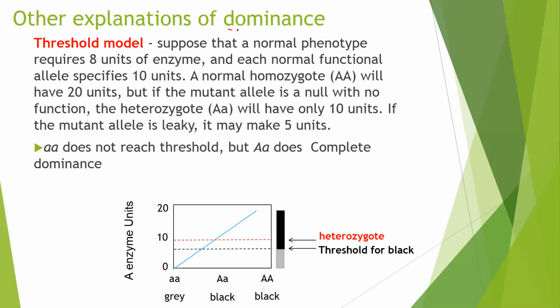For complete dominance, there's also a model, the threshold model, which can be used to help us understand the biology behind it. So, for example, in this case, a normal phenotype will require 8 units of some enzyme, 8 units.